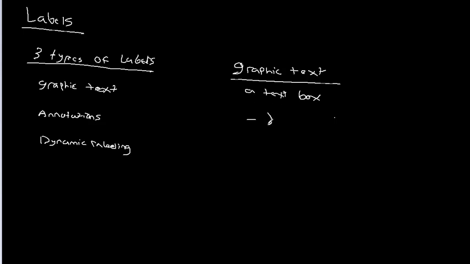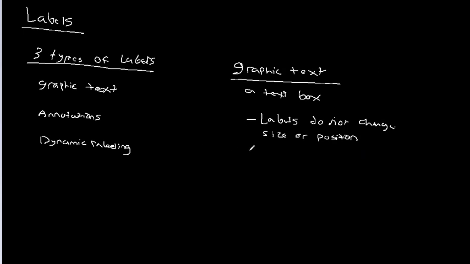So they do not change. Put another way, labels do not change size or position. And that can be really important if you're in the final stages of producing a map and you want a piece of text to go in this very specific place and say this very specific thing. Graphic text is great for that because once you place it, you know it's not going to change.